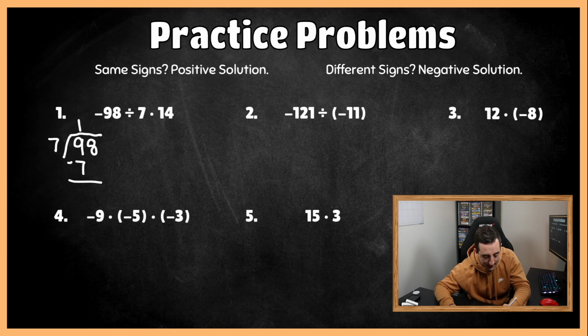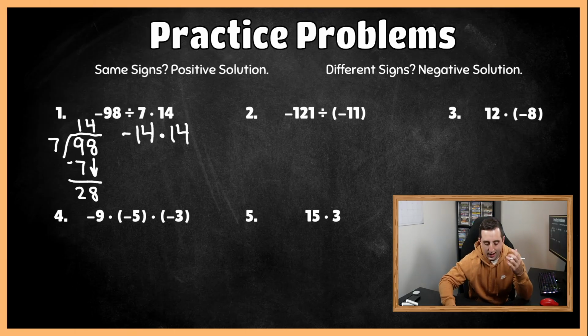7 fits into 9 one time, so 7 times 1 is 7. We subtract, we get a remainder of 2. Well, 7 doesn't fit into 2 at all. Let's bring the 8 down. And 7 fits into 28 perfectly 4 times. So final answer, at least for the first half, is negative 14, but we still have to do negative 14 times 14. And once again, we have different signs, so my final answer once again is going to be negative.